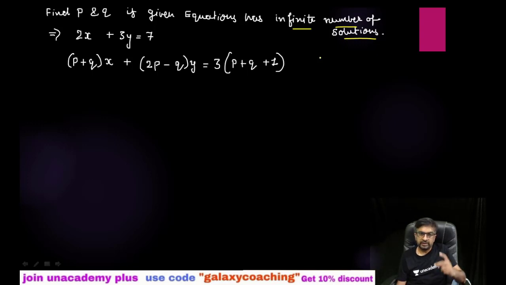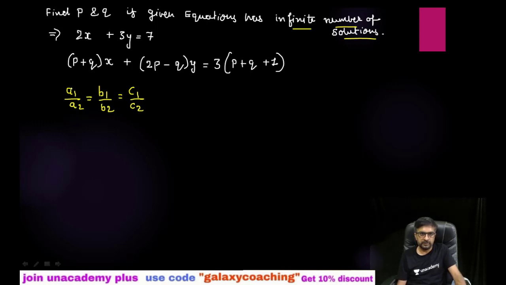So we know when we can say that two equations have infinitely many solutions: when a1 upon a2 is equal to b1 upon b2 is equal to c1 upon c2. Now you just need to put in the values of a1 upon a2, b1 upon b2 and c1 upon c2, then cross multiply and make two equations out of this. After making the two equations you will get the values of p and q.